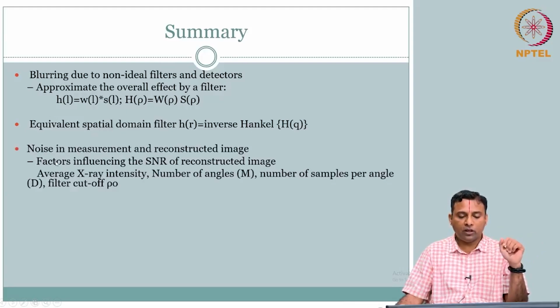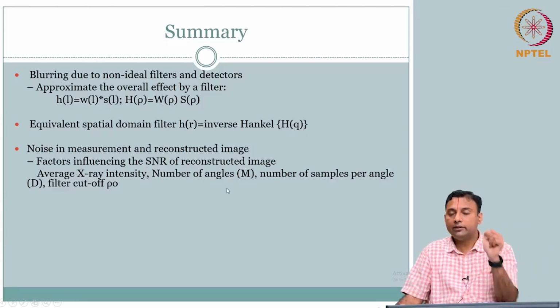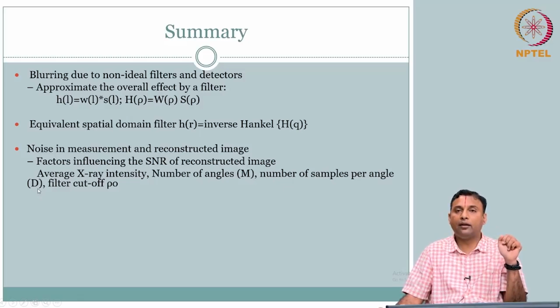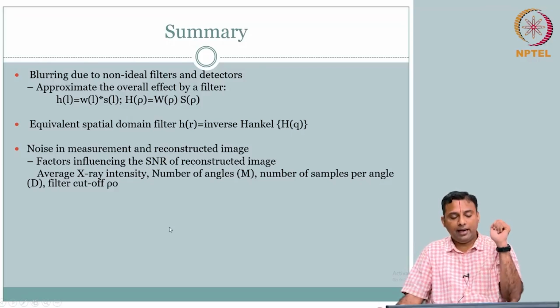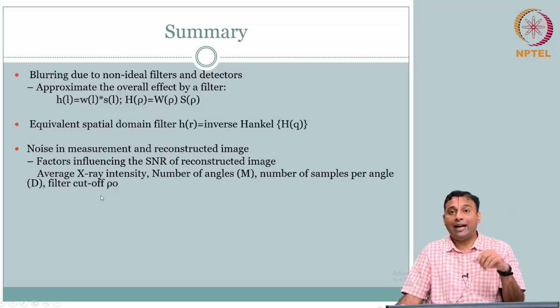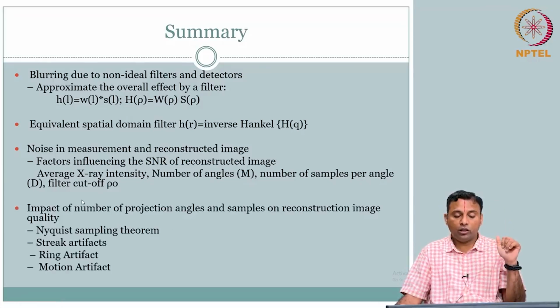In the noise, we talked about noise in the context of differential signal to noise ratio, and some of the factors that influence this: the X-ray intensity, the number of view angles, the number of samples per angle, and your filter cutoff, anti-aliasing. We also talked about different artifacts.